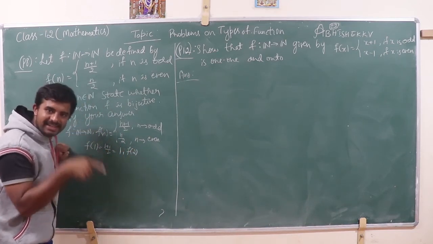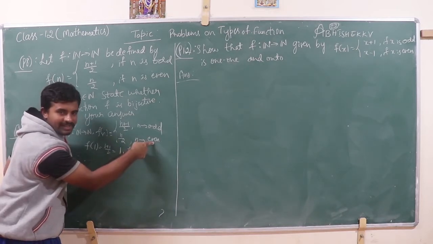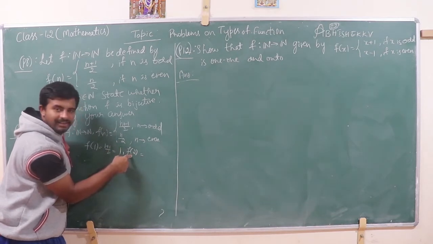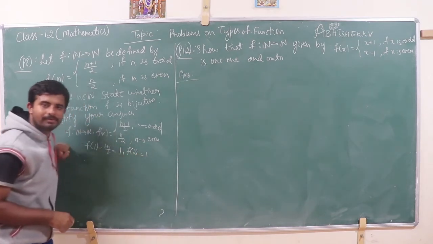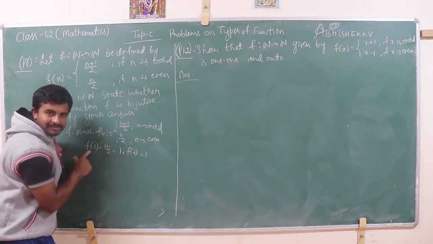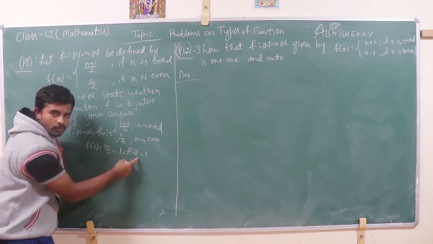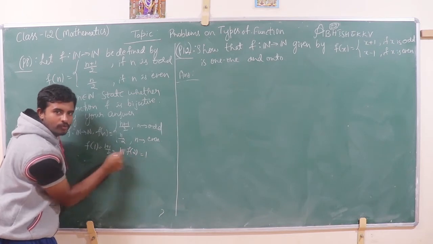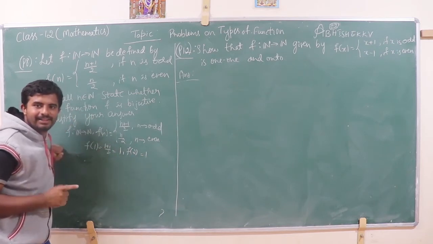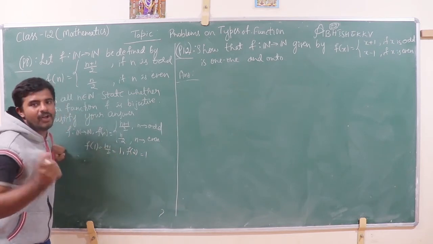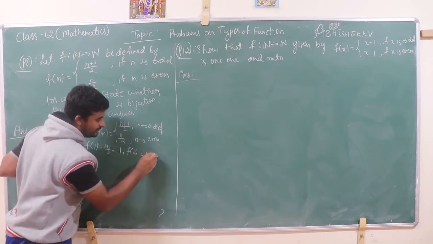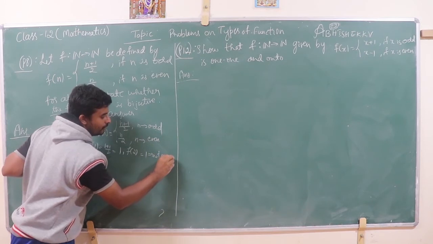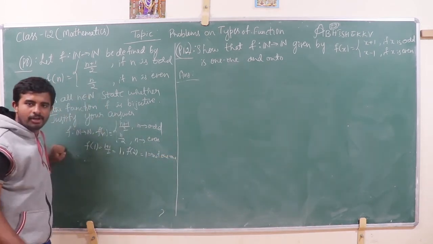If I consider f of 2, since 2 is even, we should consider this function, n by 2. What is n? 2. 2 by 2 is equal to 1. For two different elements of the domain, we are getting the same output, that is the same range. It contradicts the definition of one-one. This implies that this is not one-one.